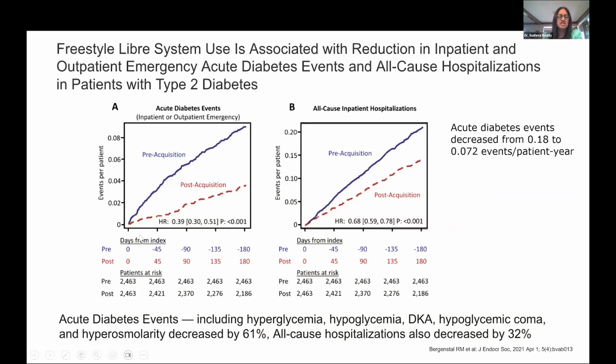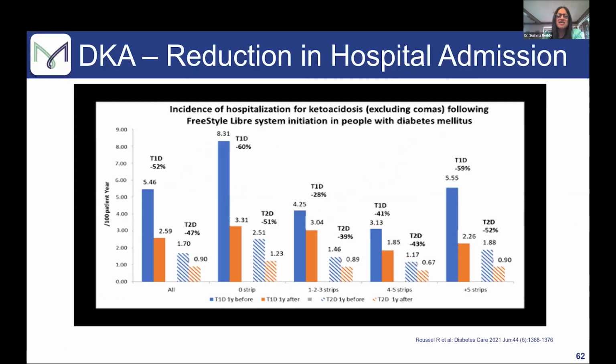And you can see that acute diabetes events decreased by 61%, from 0.18 to 0.072 events per patient year, and all-cause hospitalizations also decreased by 32%. So again, by using CGM, we're decreasing hospitalizations. I really like this study.